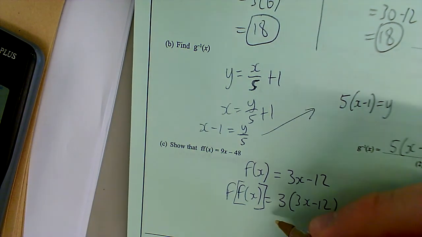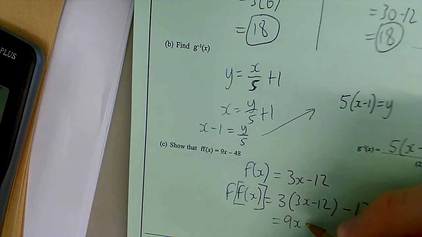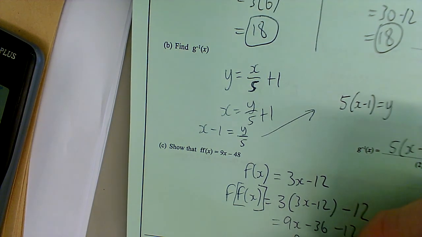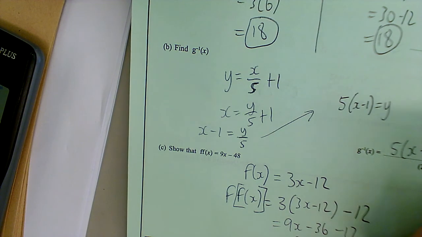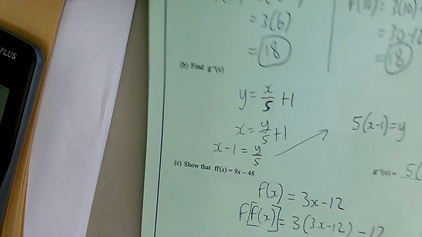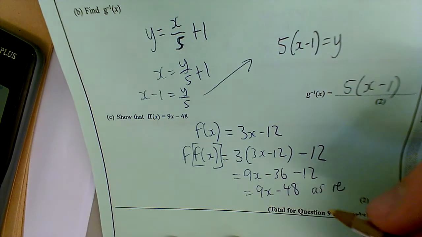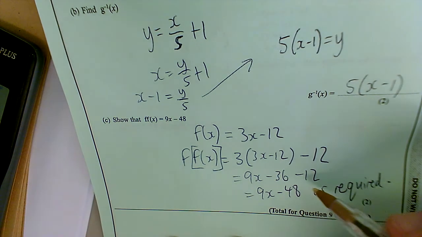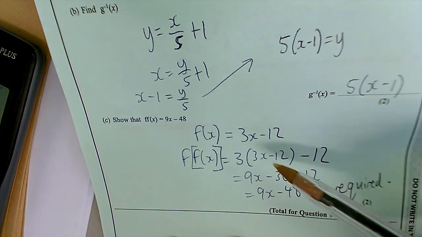So that gives you 9x minus 36 minus 12, which equals 9x minus 48, as required. Just to say that you've asked me to show this, and I've done it.